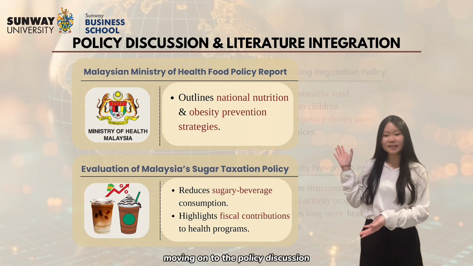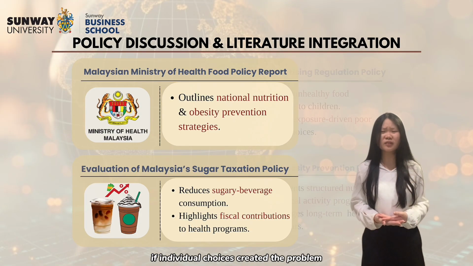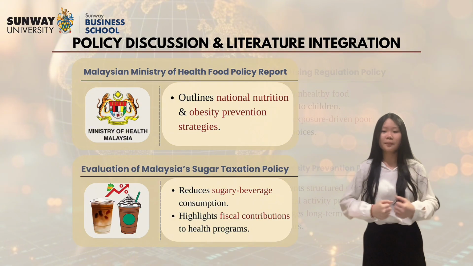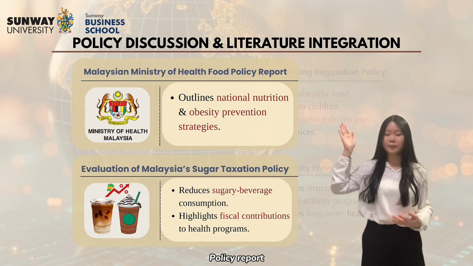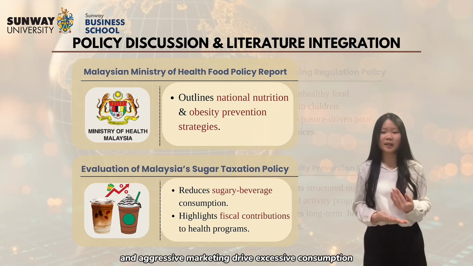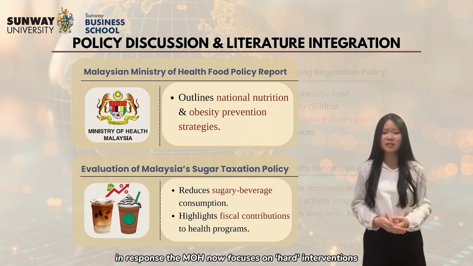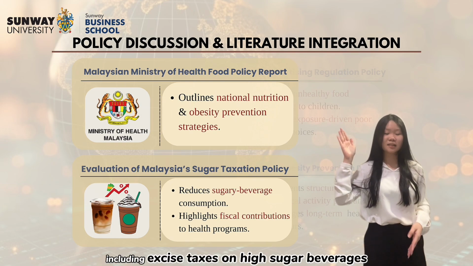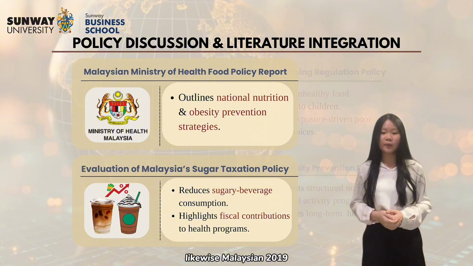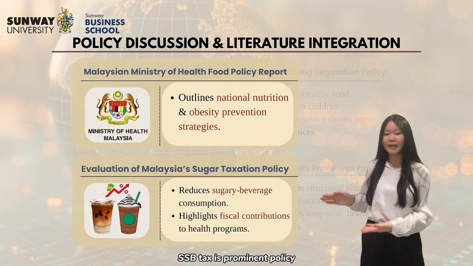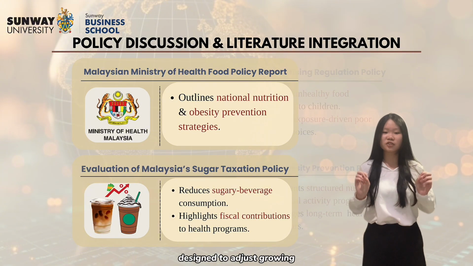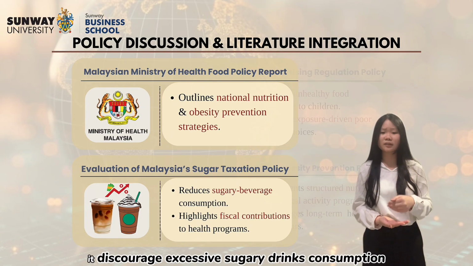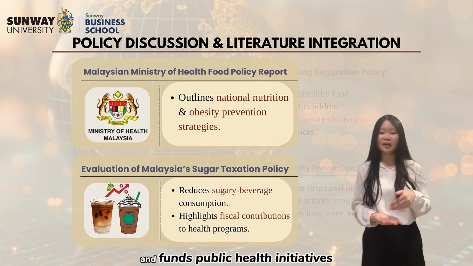Moving on to the policy discussion and literature integration. If individual choices created the problem, can national policy rewrite those choices? Based on the Malaysian Ministry of Health Food Policy report, cheap sugary drinks and aggressive marketing drive excessive consumption. In response, the MOH now focuses on hard interventions, including excise taxes on high sugar beverages. Likewise, Malaysia's 2019 SSB tax is a prominent policy designed to address growing obesity and diabetes concerns. It discourages excessive sugary drinks consumption and funds public health initiatives.